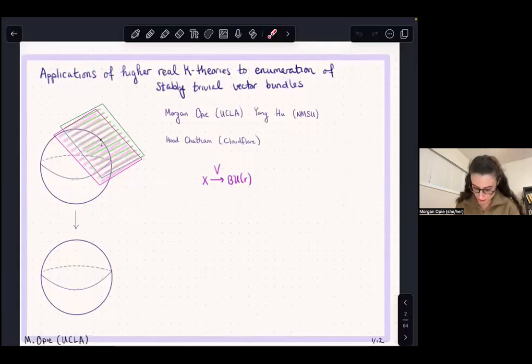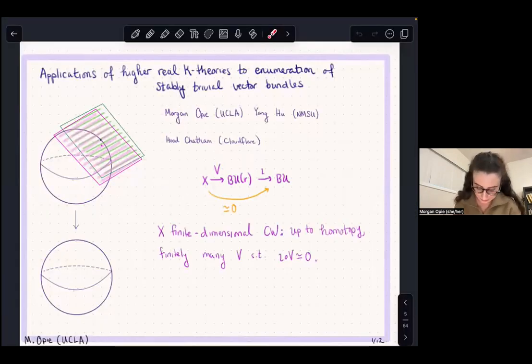That looks good. So where were we? Right. So if I have a finite dimensional CW complex, which also needs to have finitely many cells up to homotopy, then there are finitely many equivalence classes of unstable topological vector bundles which represent a given K-theory class, in particular, which represent the trivial bundle stably.